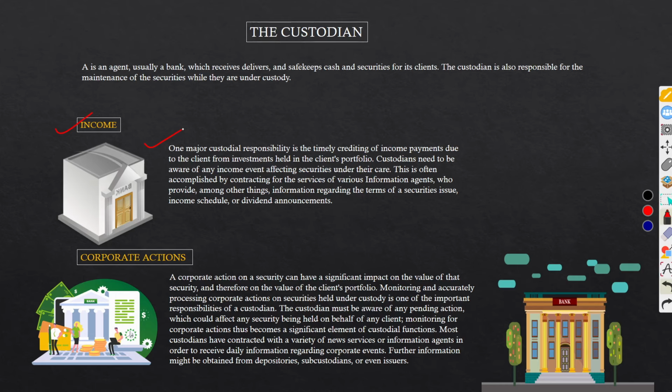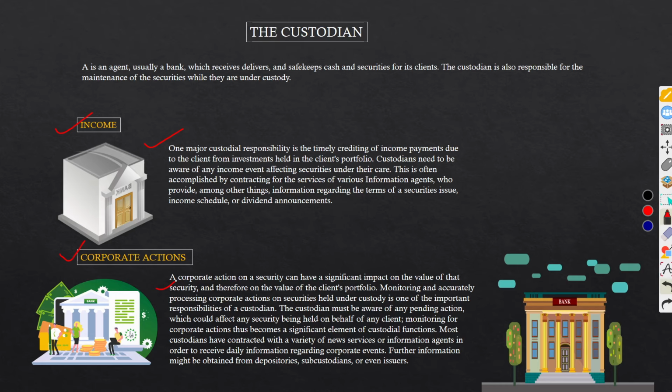Another function, if you see, is corporate actions. Custodians are also nowadays offering processing of corporate actions on securities. And if we talk about the custodian, they provide detailed insight about pre-corporate actions or post-corporate actions, with detailed analysis to their clients.